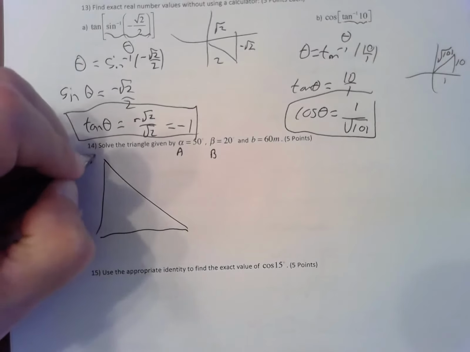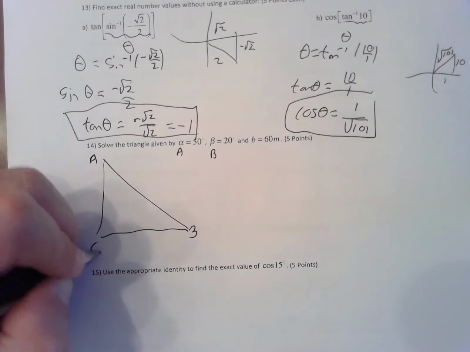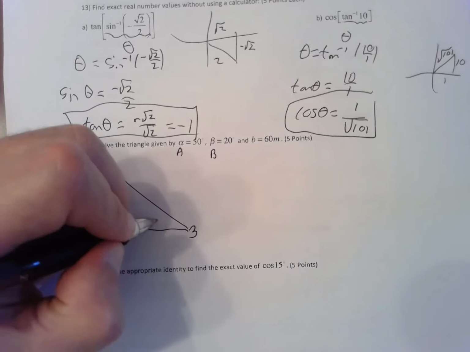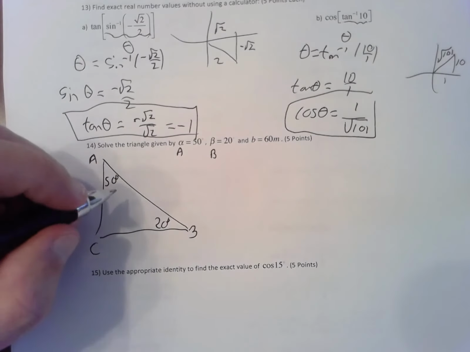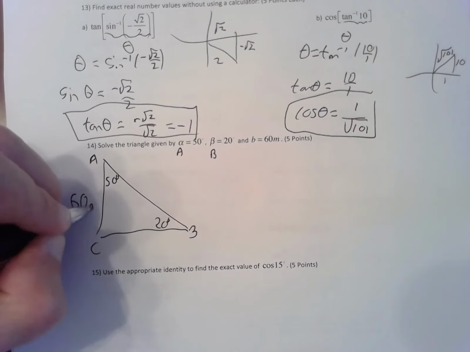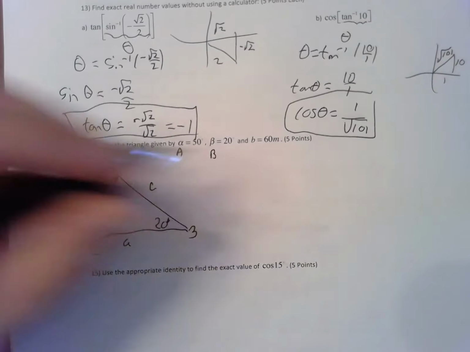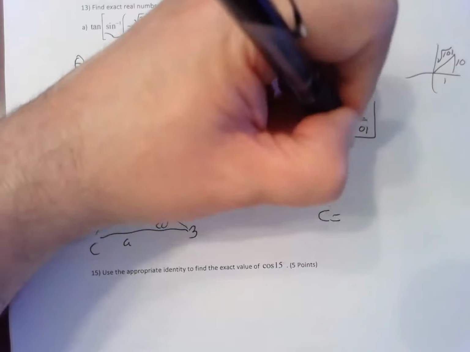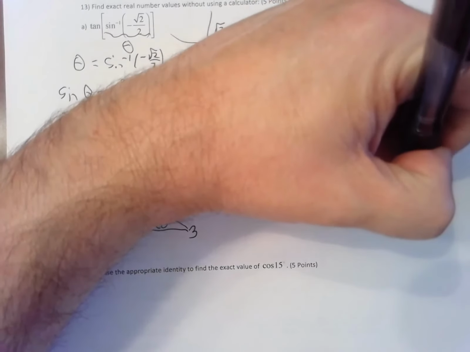Okay, so A, B, C. A is 50 degrees. B is 20 degrees. Side B is 60 meters. Here's side A, side C. Our answer is going to be this table.